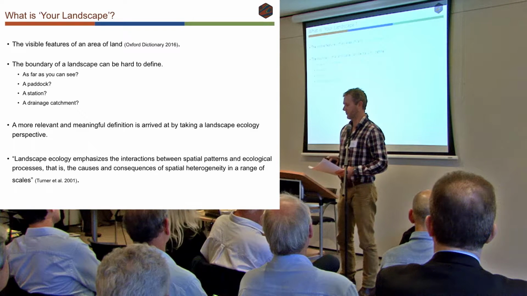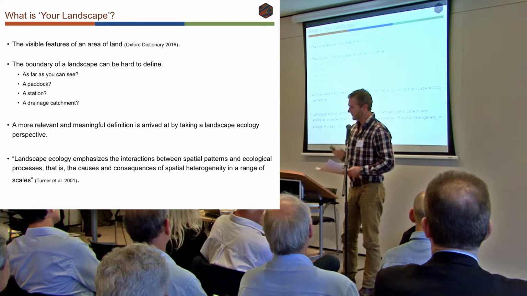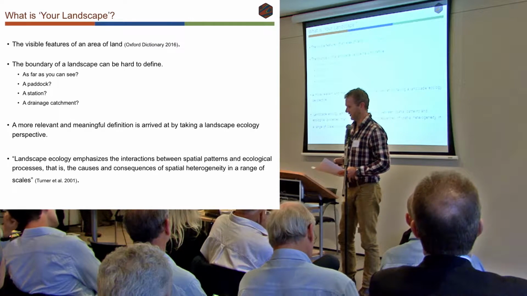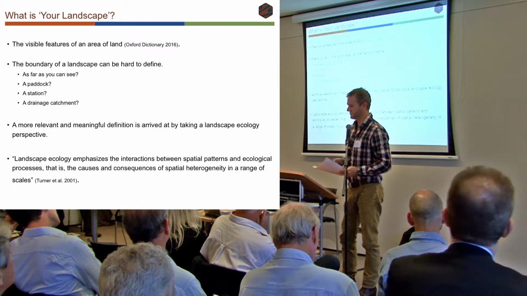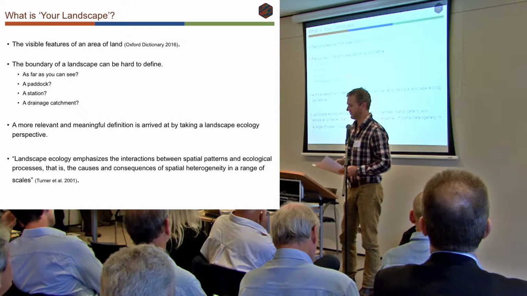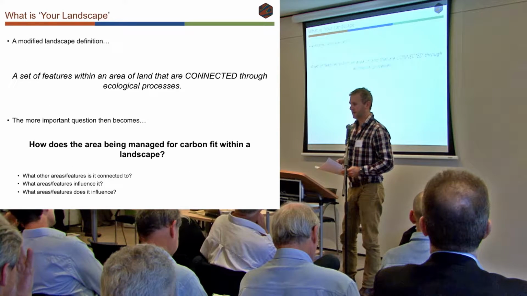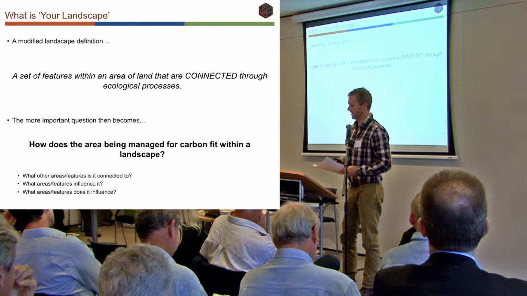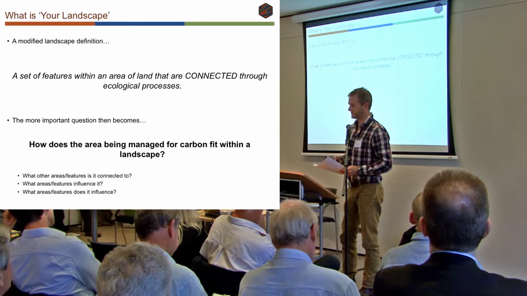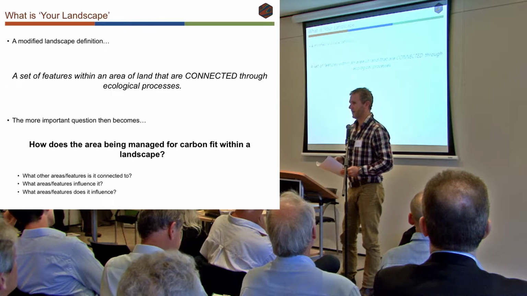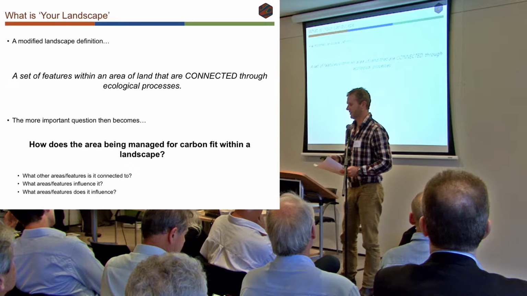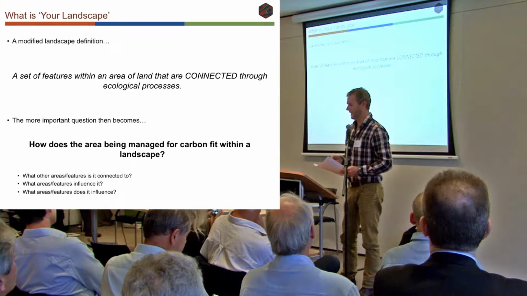I think a much more appropriate way to deal with the question is to approach it from a landscape ecology perspective. So landscape ecology is defined as, I think quite neatly here, the interactions between spatial patterns and ecological processes across an area. If we look at it that way, we can modify that landscape definition to include the word connected. So it's an area of features that are connected through ecological processes. And I guess that's kind of a key message from what I'm trying to say: these landscapes are dynamic things. They're constantly in motion and changing, and they're connected across various scales of spatial area.